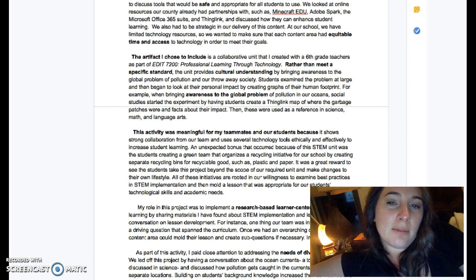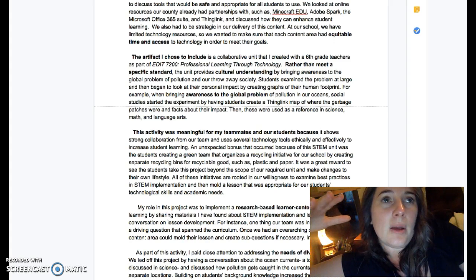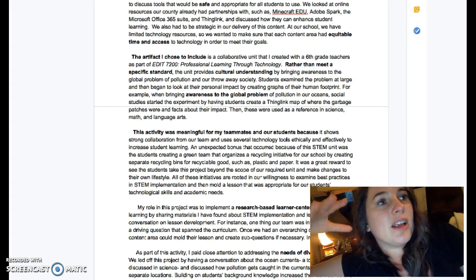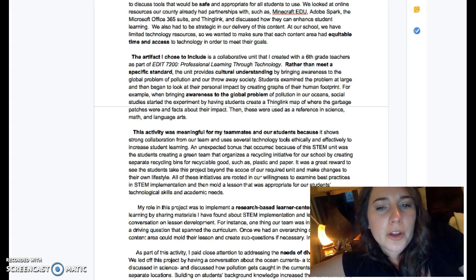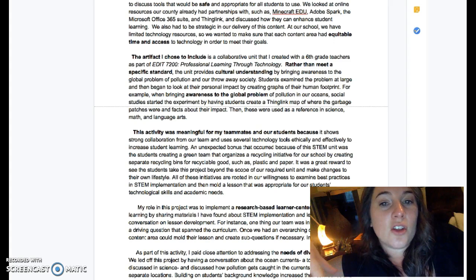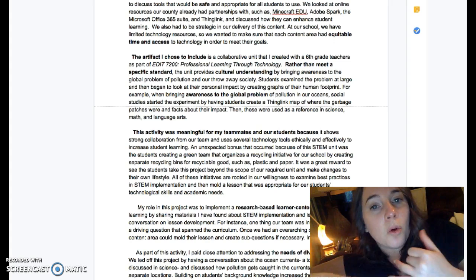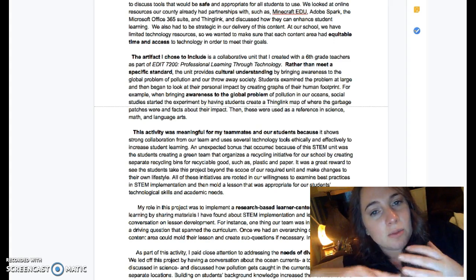The initial thing I had planned was a World War I PBL day, which did happen, and on a larger scale we did ocean currents and garbage and how they built up. So it was more about cultural understanding than specific standards, although they did meet specific standards in all the content areas, looking at World War I and its effects in social studies class and really pursuing that.